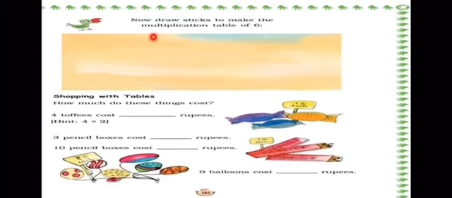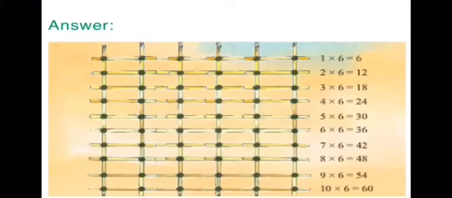Now draw sticks to make the multiplication table of 6. So you can draw the sticks like this: 1, 2, 3, 4, 5 and 6. So 6 1s are 6. So you can make sticks like this. Now see, 1, 2, 3, 4, 5, 6. So in the first one there are 6 sticks. Then in the second one 12 sticks. 6 2s are 12. Then 6 3s are 18.